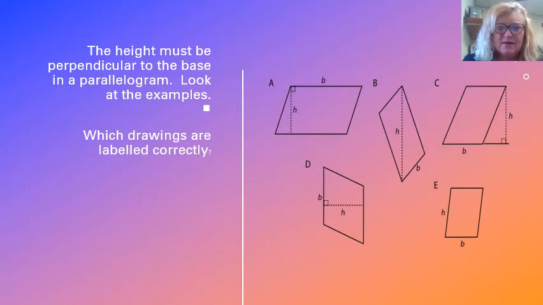When looking at parallelograms, it's very important to remember that when you find the height, it must be perpendicular to the base. So we're going to look at some examples here and see which drawings are labeled correctly. If you look at drawing A, they chose the base right here, and the height is right here. So you see that it does indeed form a perpendicular corner there.